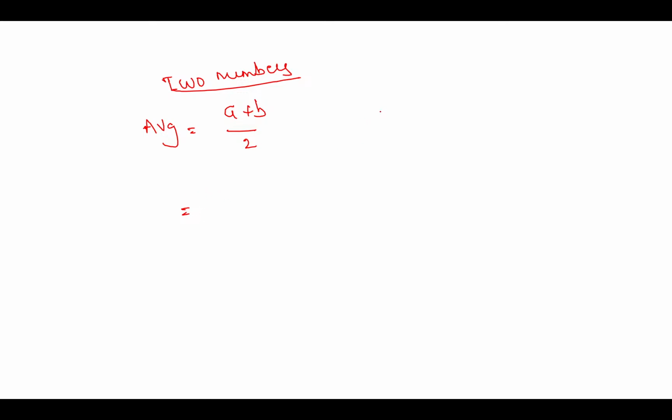suppose there is a number 3 and a number 2. So what will be the average? We perform 3 plus 2 by 2, so that is 5 by 2, that is 2.5. Now let's see what happens if I want to find the same thing by using a program.